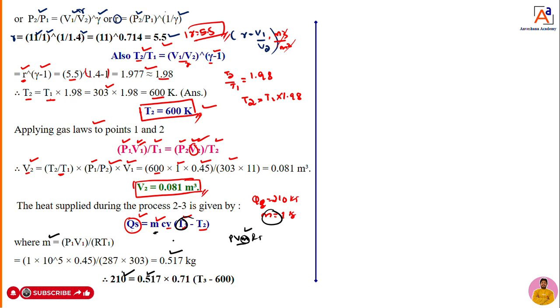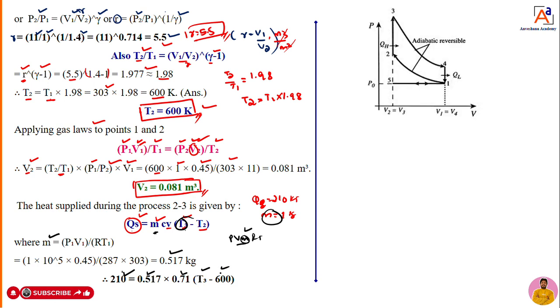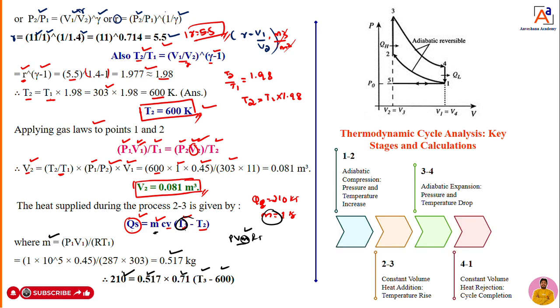Hence, with the help of this data, I can calculate the heat supplied. Therefore Qs is 210, m is equal to 0.517, Cv is equal to 0.71. T3 we don't know, I will keep it as it is, but T2 we have already calculated, that is 600 Kelvin. I will do simplification, then I will get the value of T3. How much is T3? That we will see now.